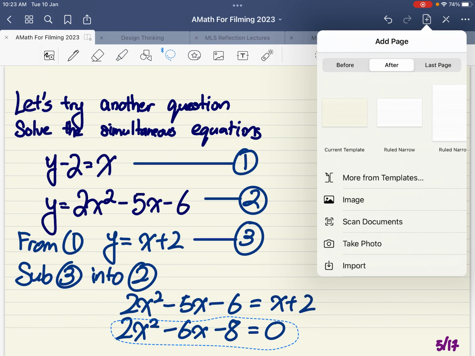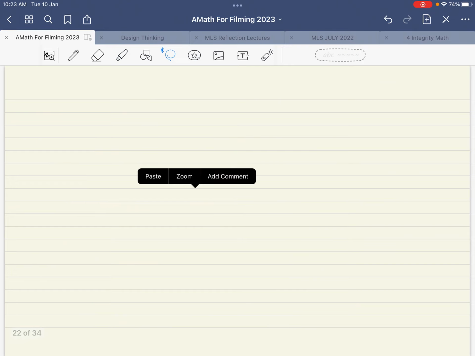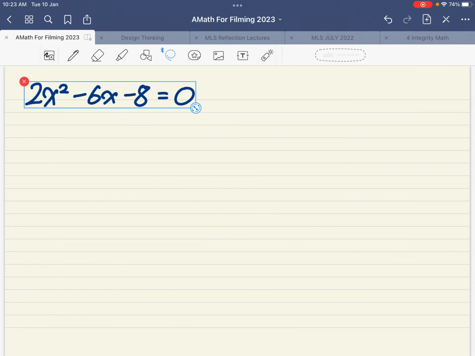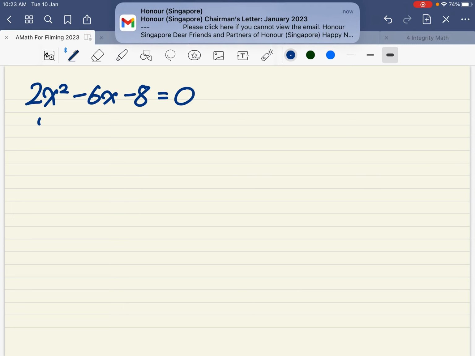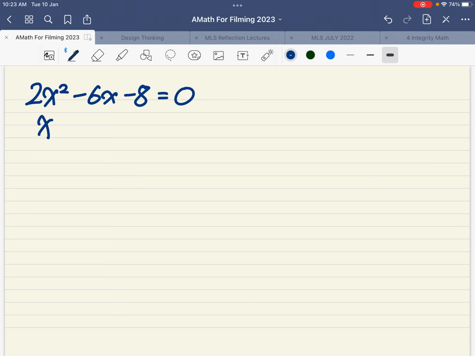Okay, there is no next page. So I continue solving my equation here. Before you do this, there's one simple trick here. Notice that the coefficient of x squared is 2, the coefficient of x is negative 6, and the coefficient of x to the power of 0 is negative 8. So they can easily be divided by 2 because they are all even numbers. So if I divide by 2, what I get is x squared minus 3x minus 4 equals 0.